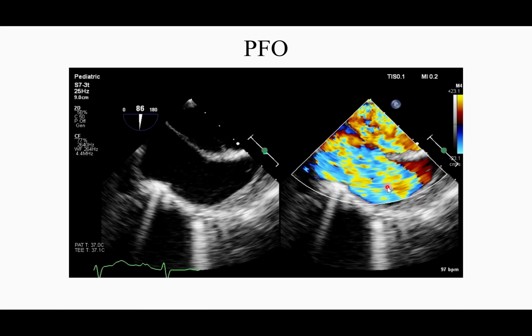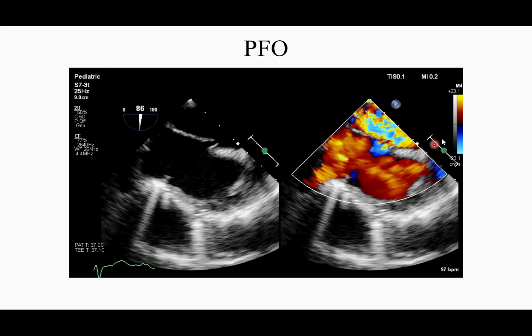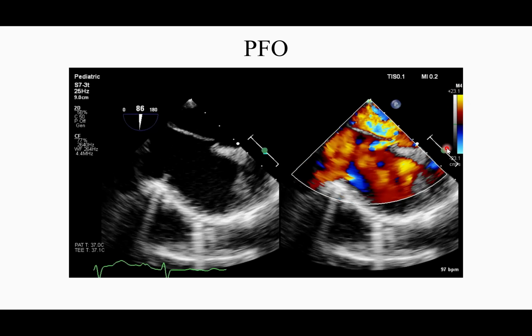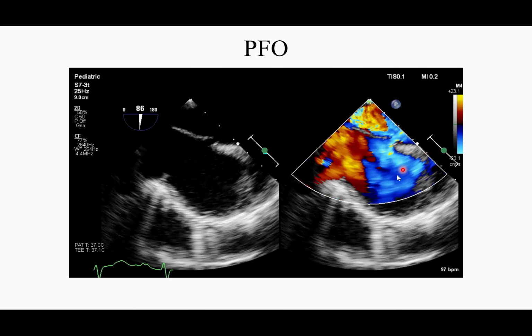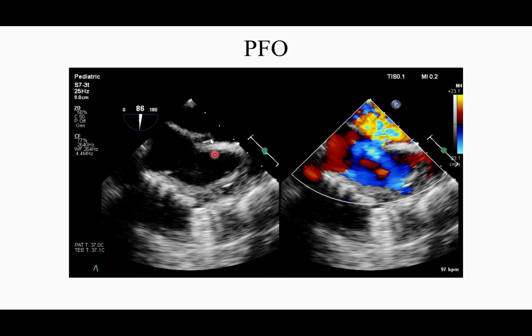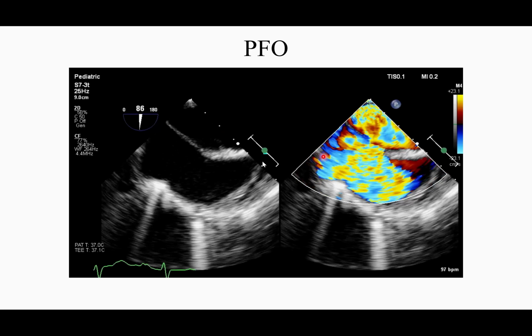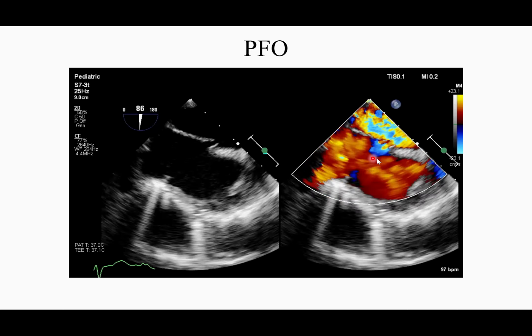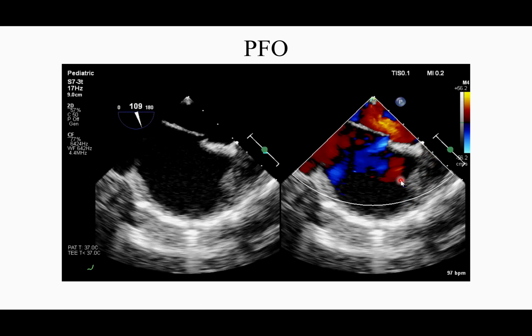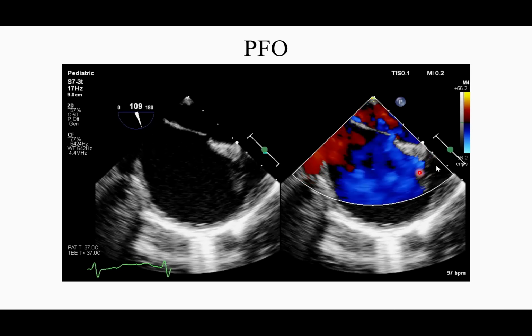In this view, we reduced the Nyquist limit of the color flow Doppler to see the PFO better. Because sometimes this is a big PFO, but sometimes it is smaller, so we need to do this trick to see it better. This is a PFO with a normal Nyquist limit.